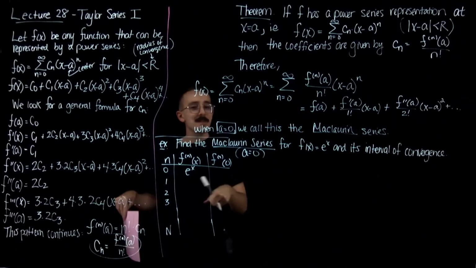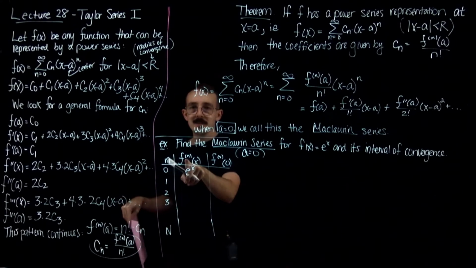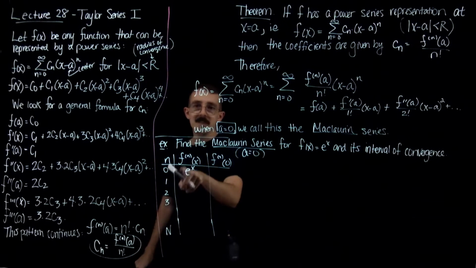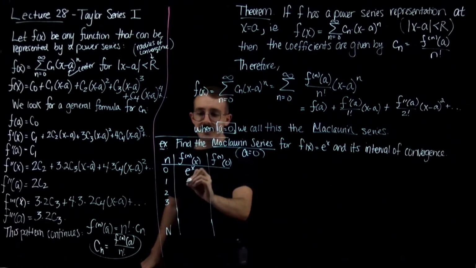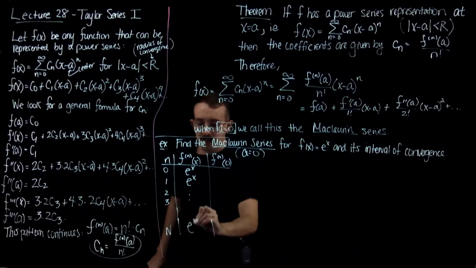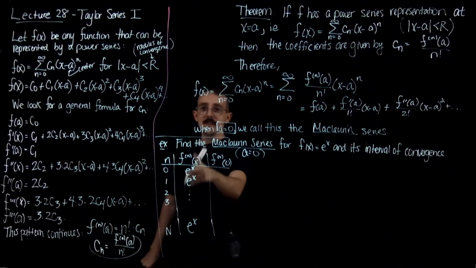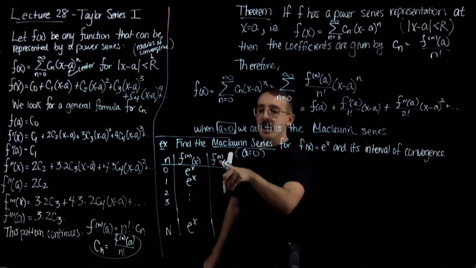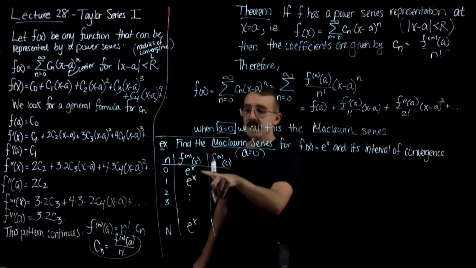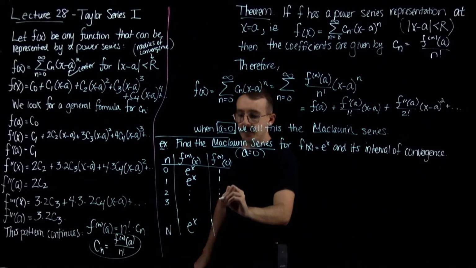And what's really nice about this one is it doesn't matter how many derivatives you take, the first derivative, the second derivative, the third derivative, they're all e to the x here. So in this column, any derivative is going to be e to the x. And what happens if you plug in 0 into any of these derivatives? Well, you get 1 for all of them.